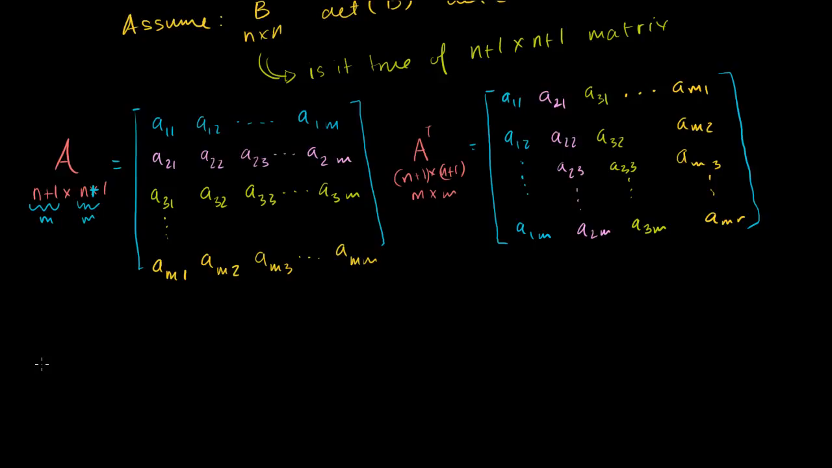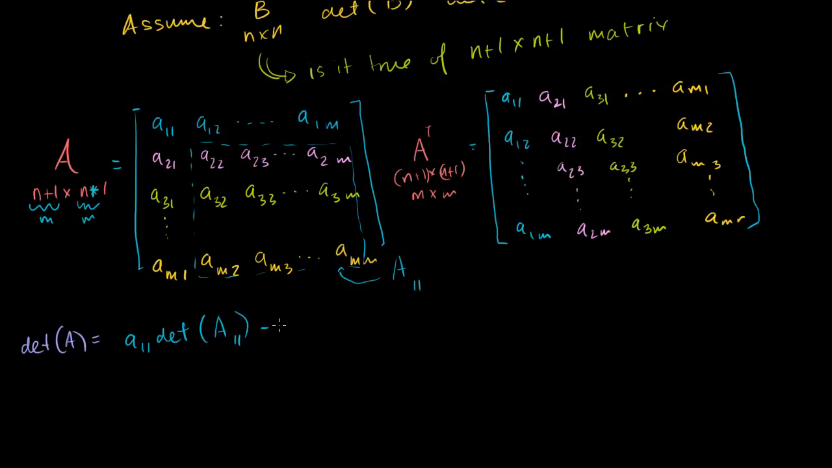Now, let me do it in purple. So the determinant of my matrix A, we could just go down this first row up here. It's going to be equal to A11 times the determinant of its submatrix. So it's the determinant of this submatrix right there. We could call that the submatrix A sub 1,1. We've seen this notation before. So it's the determinant of A sub 1,1.